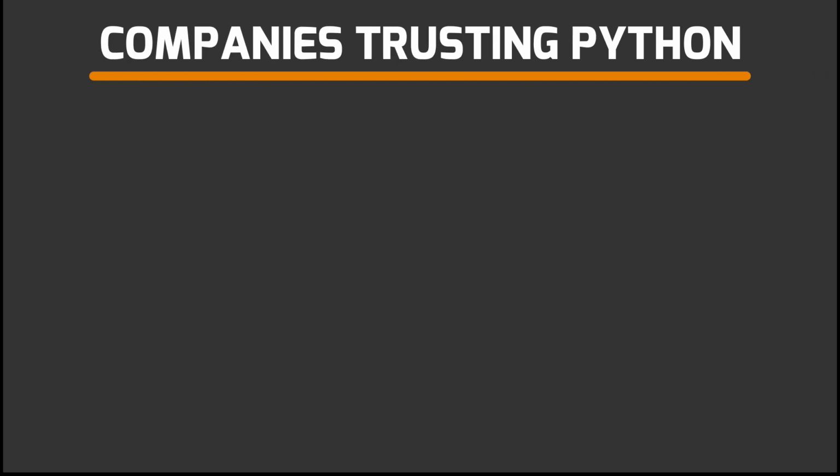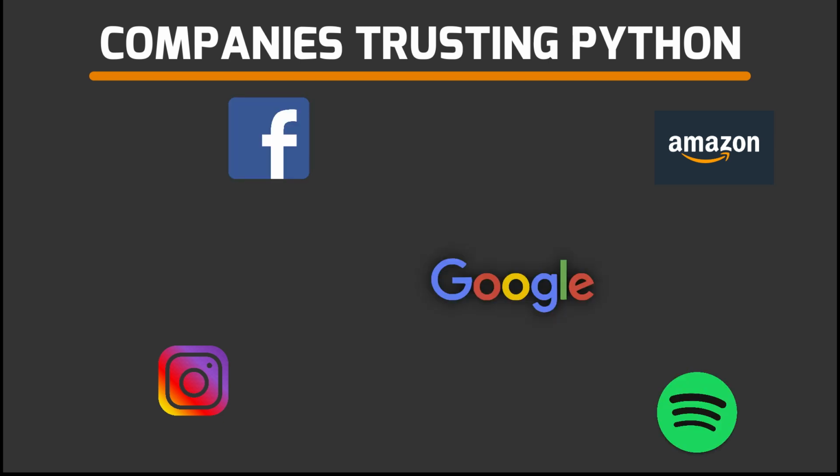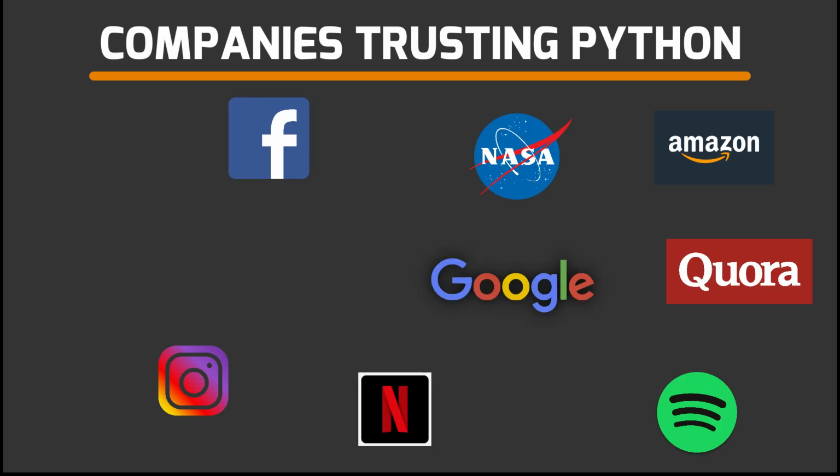Now before we proceed, let's first talk about some giant tech and non-tech companies which trust Python. Well, the list is very big, but to name a few, we have Instagram, Amazon, Facebook, Spotify, Google, Coda, Netflix, NASA, Dropbox, and Uber.